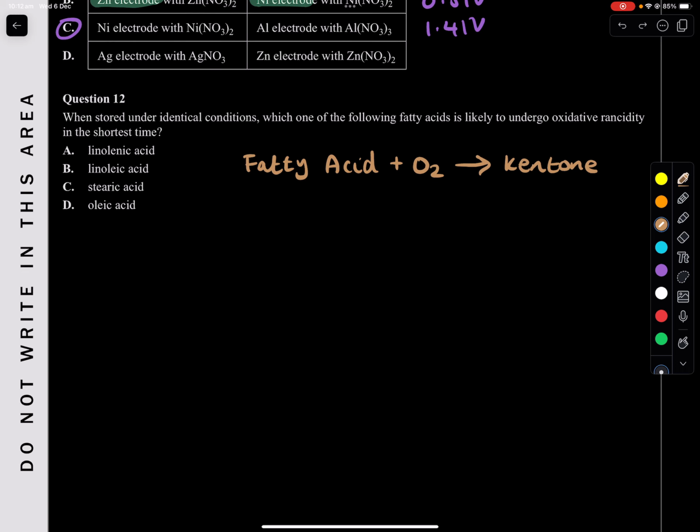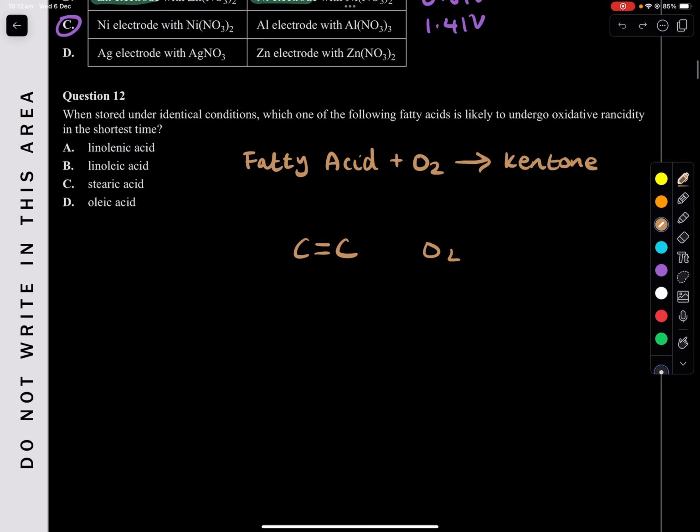Oxidative rancidity only works on fatty acids that are unsaturated, meaning those that have double bonds are the ones that actually go through oxidative rancidity. It's because when you have, let's say, an oxygen, that wants to break down that double bond, and that results in a ketone and an aldehyde, likely. Pretty much the more double bonds a fatty acid has, the more likely that this oxygen will want to react with it and break that double bond and create a ketone and an aldehyde. So that's what we don't want.